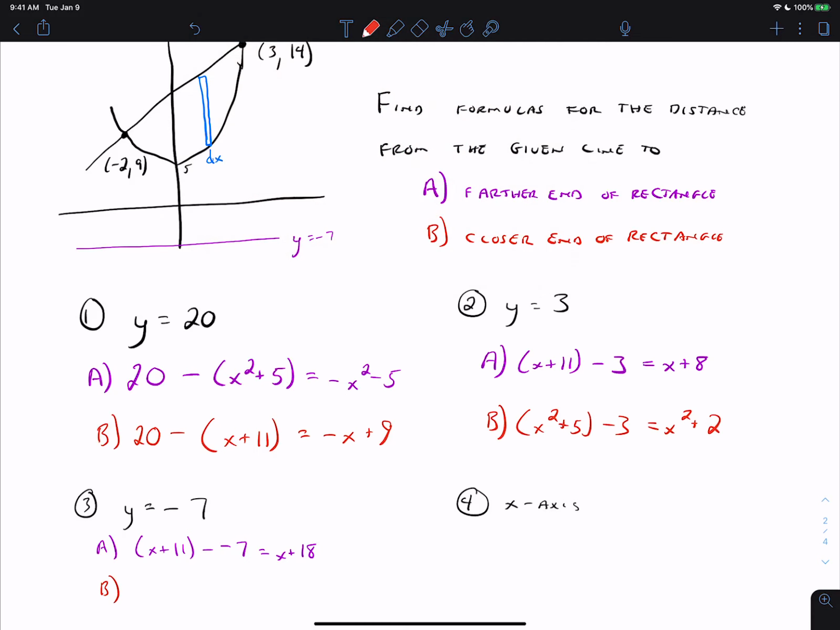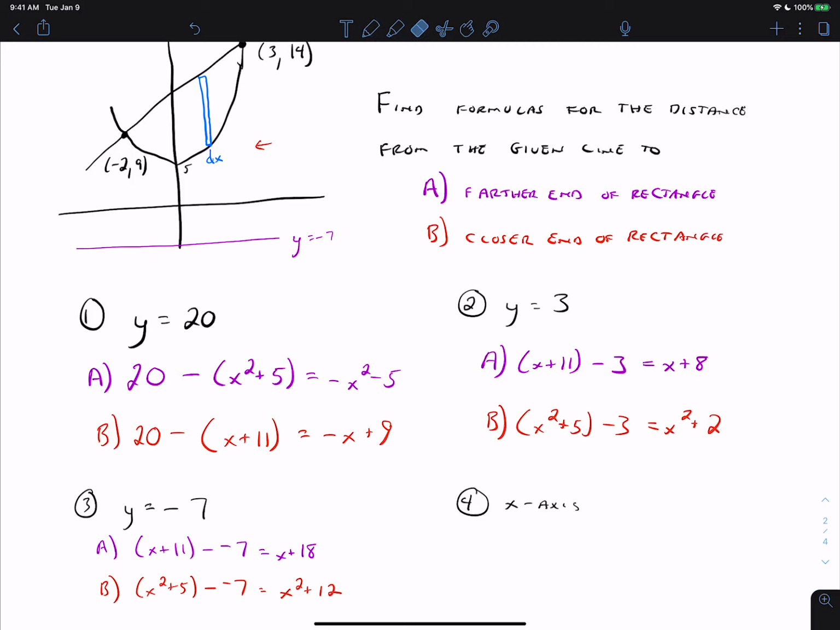For part B, the closer end of the rectangle is the bottom of the rectangle. So we take the top y within that. The top y within that is x squared plus 5. The bottom y is -7, and that simplifies to x squared plus 12.